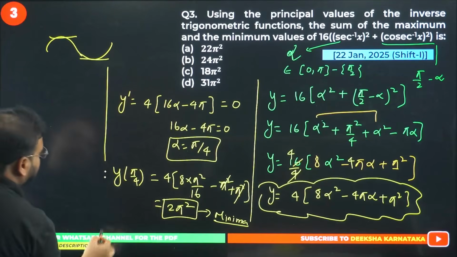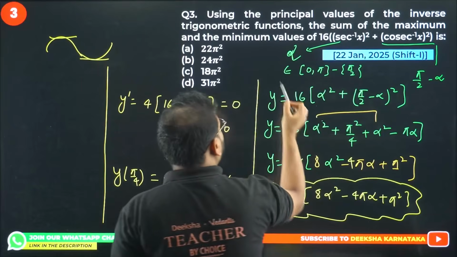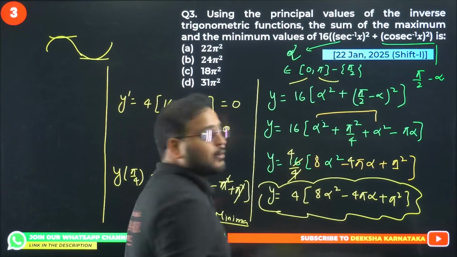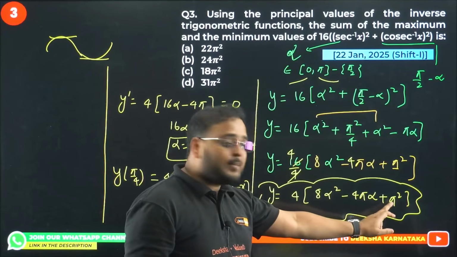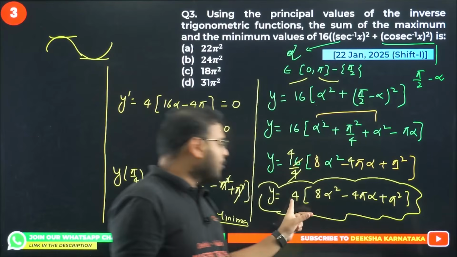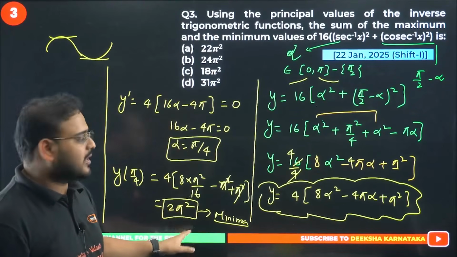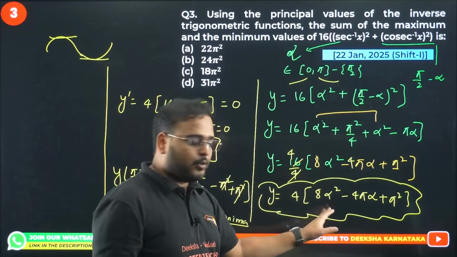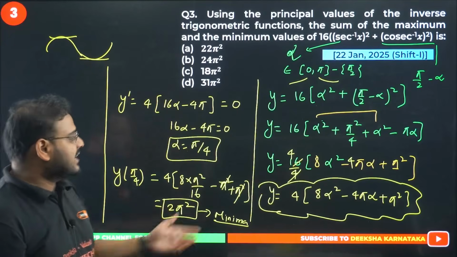Now we have to look for maxima. We have boundaries known now. What is the boundary in the domain? 0 and pi. If you put 0, you'll have this and this 0. You're gonna get only pi square left. Putting alpha as 0, 4 pi square I'm getting. That is not minima, is it? No. The minima is 2 pi square. If you put alpha as 0, you're getting the y value as 4 pi square, which is not the least. That's why we can't take 0.